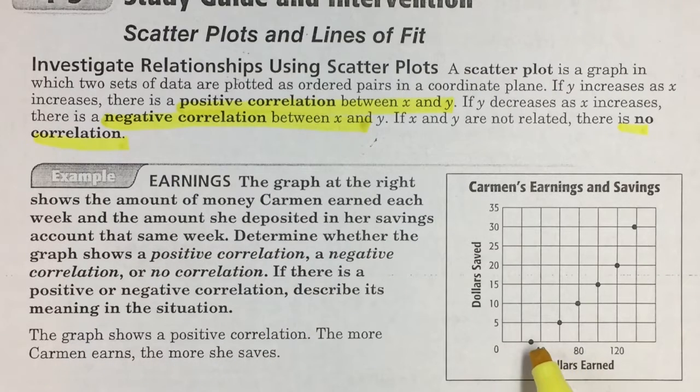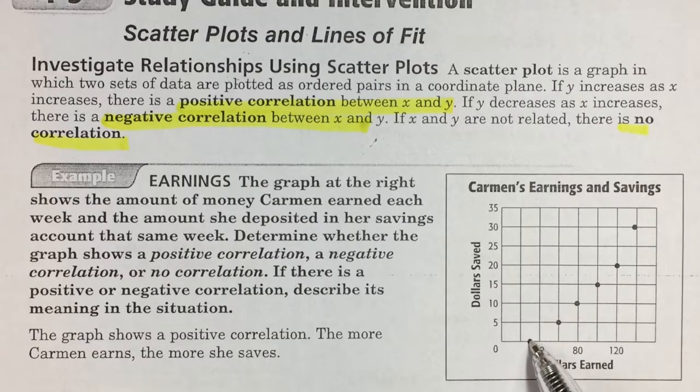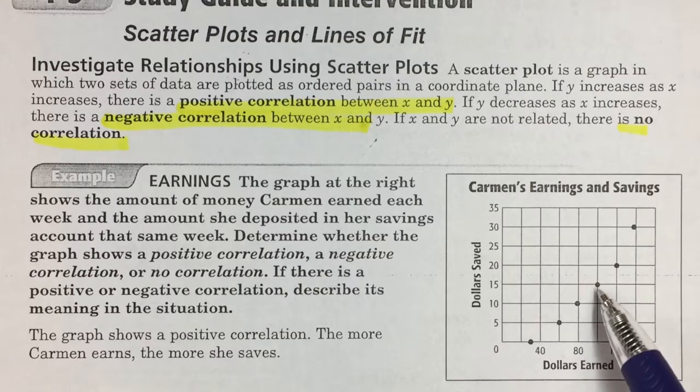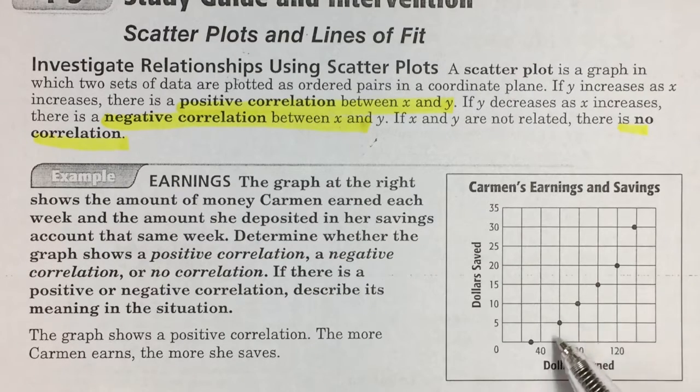So you can see here that while x increases, then y increases. For x of 40, you have 0. For x of 60, you have $5 saved. For $80, you have $10 saved. For 100, you have 15. For 120, you have 20, and so on.